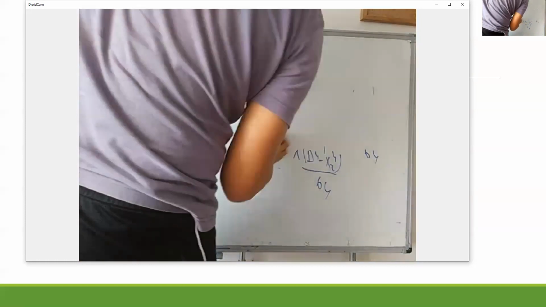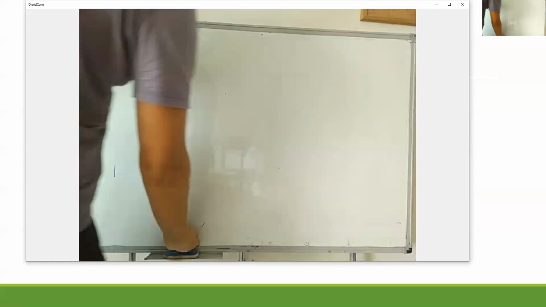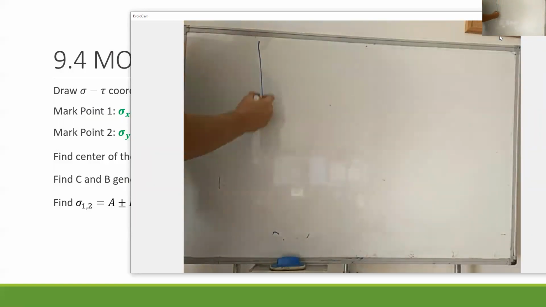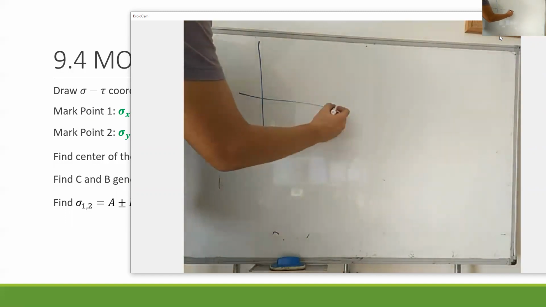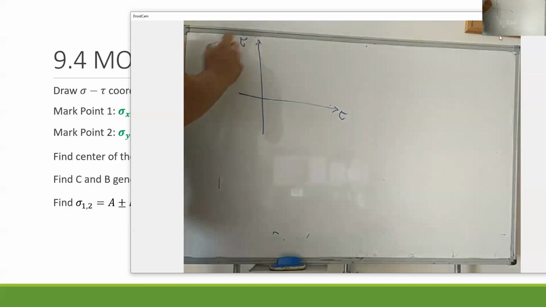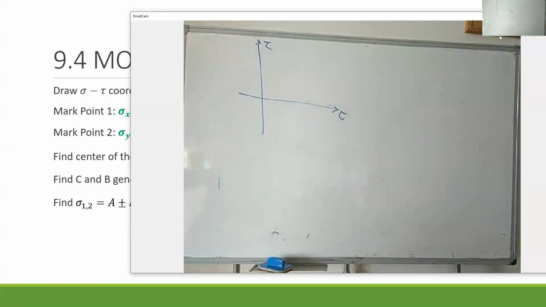Now I want to use this point step by step. It's much easier. In the first step, we are drawing a sigma-tau coordinate system. I say the x coordinate is represented by sigma, and the y coordinate is represented by tau. Okay, this is sigma-tau. Step 1 is completed. Then we mark 2 points.